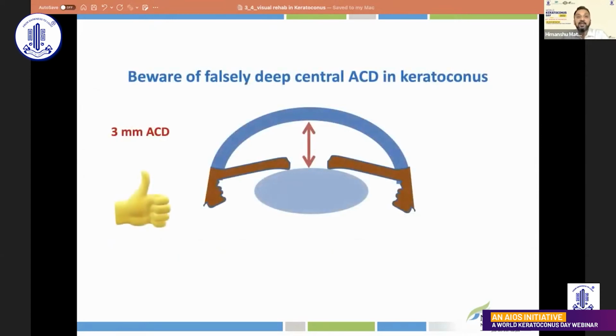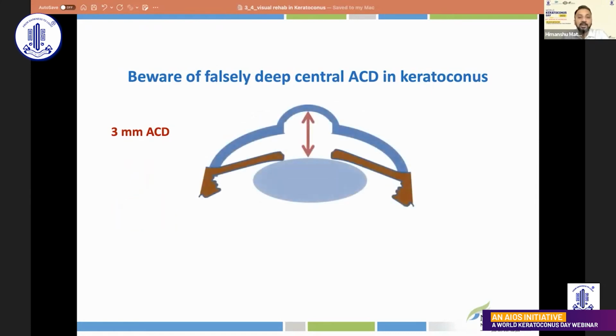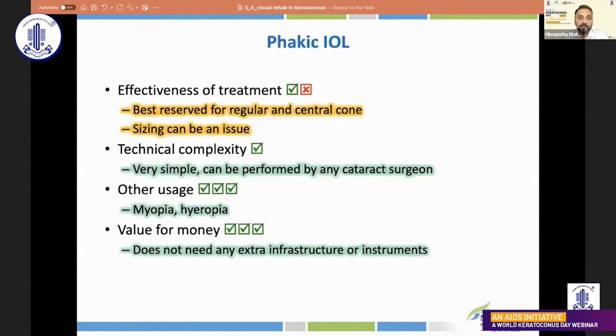Also, beware that a falsely deep central anterior chamber in keratoconus can fool you. As you can see from here, more than 3 millimeter anterior chamber depth, which is required in such cases, sometimes can falsely be present due to just ectasia in the center. And in such cases, we may end up with crowding of the chamber and maybe ultimately a glaucoma. So where does it fit into our scheme? Effectiveness wise, well, it's best reserved for regular and central cone. So it cannot be done for every case.